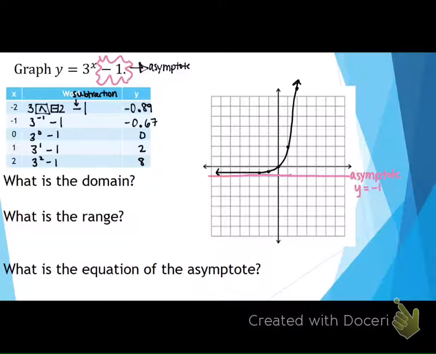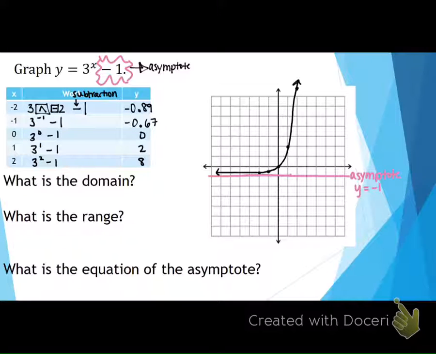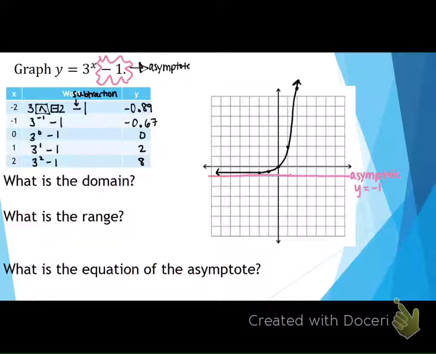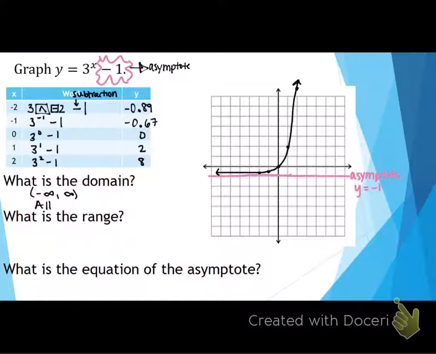Connor, what's my domain? All real numbers. Yeah, it's going to go to the left forever, and then it's also going to go to the right forever, which is all real numbers, or negative infinity to infinity. I don't care which way you write that.